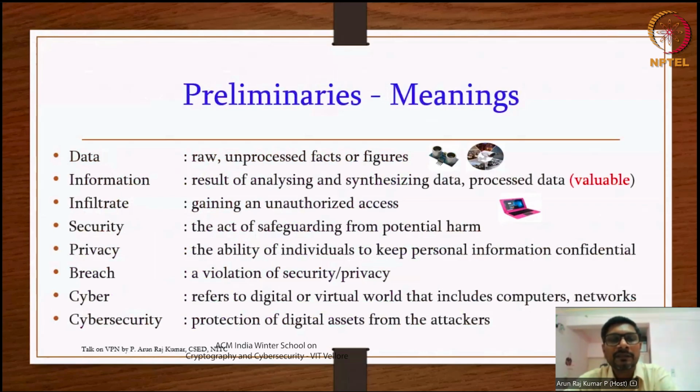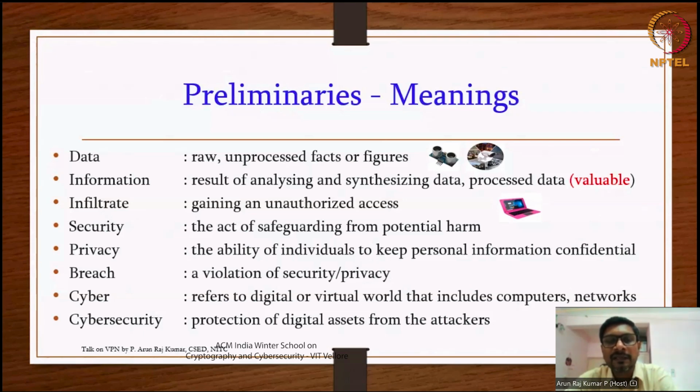So, what exactly is data? Data is raw and unprocessed facts or figures. For example, you have a sensor. The sensor device will generate data. Right? So that information is called data.